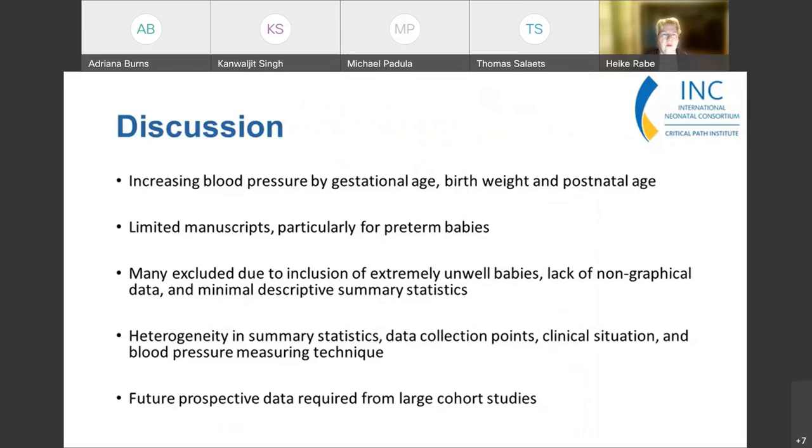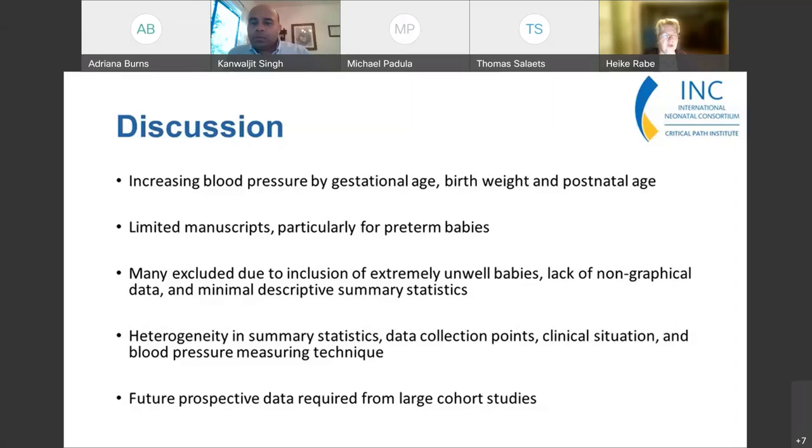We are also looking at the birth weight. I didn't present the data here, and we are lucky to have some data on postnatal ages up to 3 months, which is very important if you look into pediatric investigation plans for neonatal hypertension, for example. Overall, we found a limited number of suitable manuscripts, especially for preterm babies, which I was a bit surprised about. I thought that there would be better studies, but they are not there.